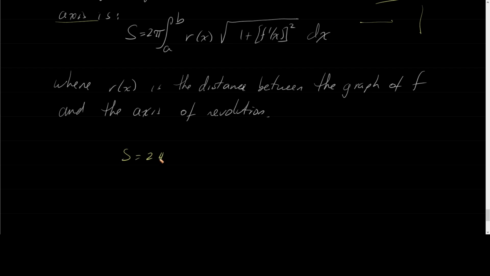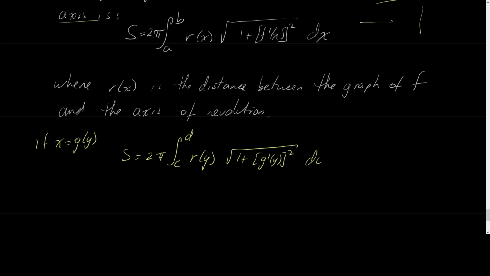It just ends up being 2 pi integral from c to d of r of y times the square root of 1 plus, so if x equals g of y, I'll use g prime of y here, g prime of y squared, dy.